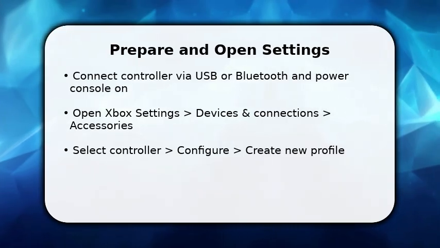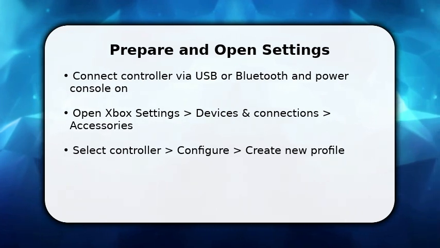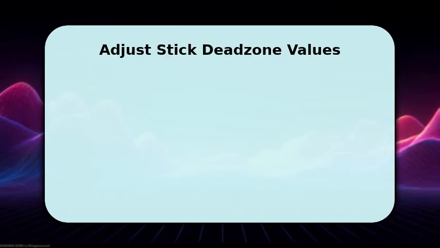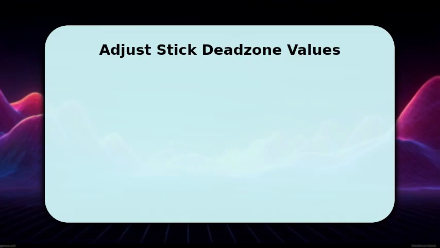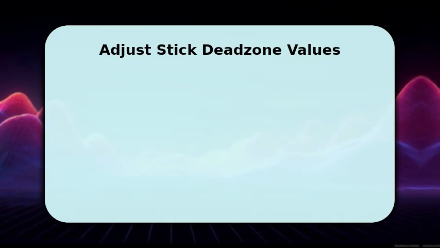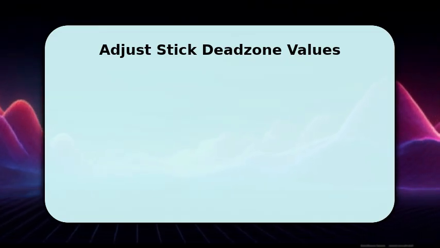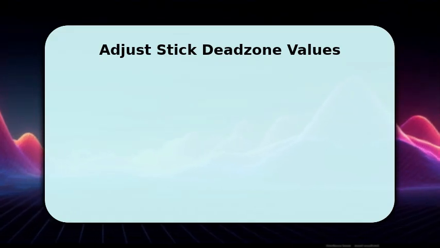Once the new profile exists, select Configure to access stick sensitivity and Deadzone controls. Now you adjust the Deadzone sliders for the left and right sticks. Start by decreasing values in small steps such as 0, 5 or 5% to avoid twitchy input. After each change, use the built-in stick visualization or jump into a low-stakes game to check drift and responsiveness.